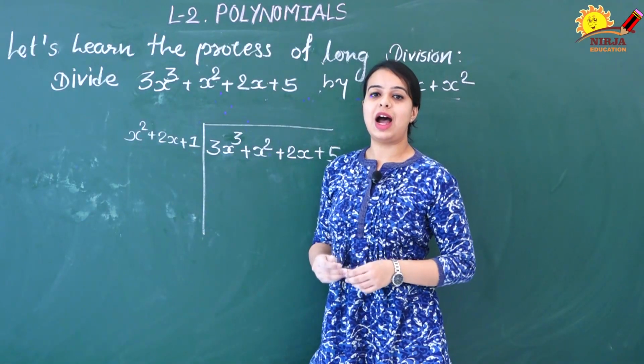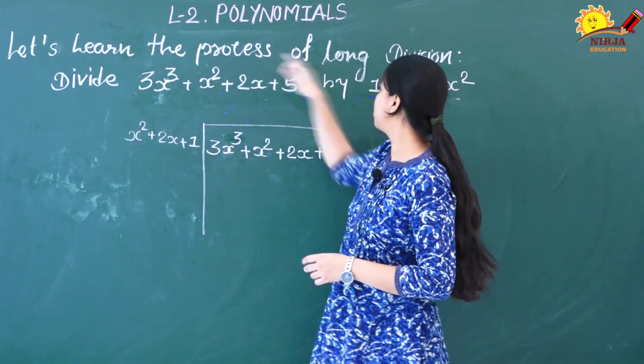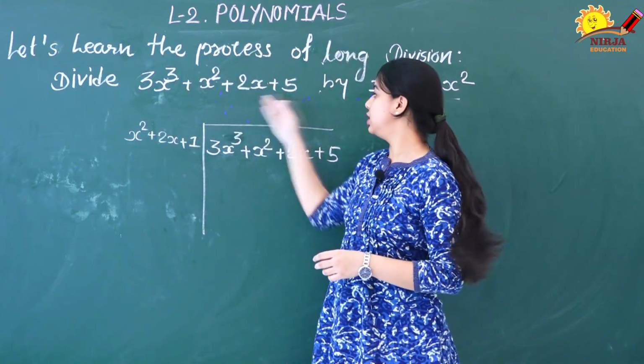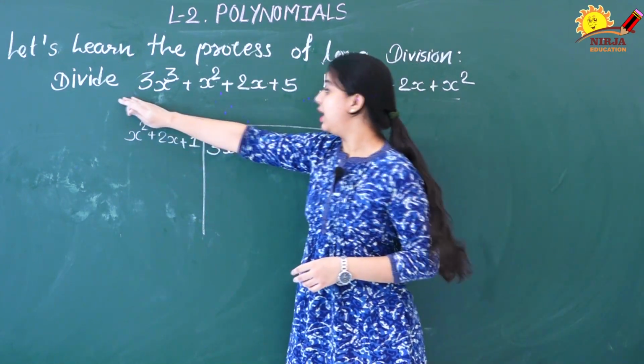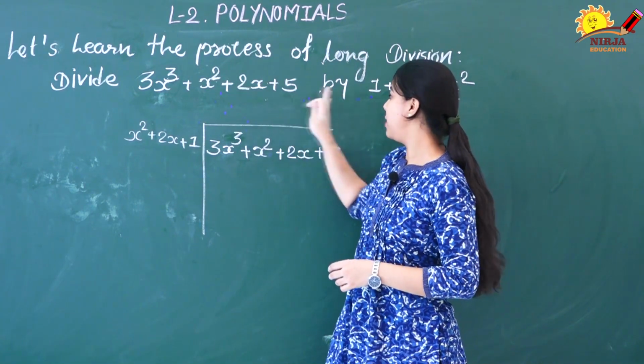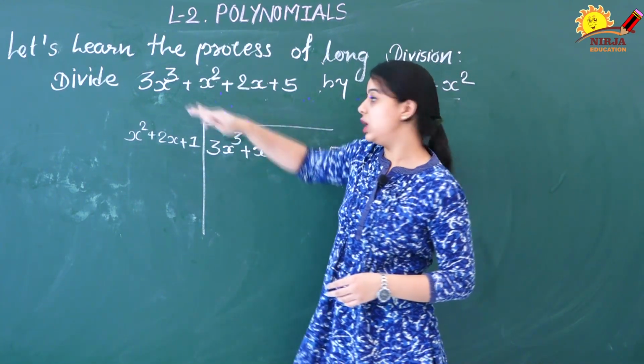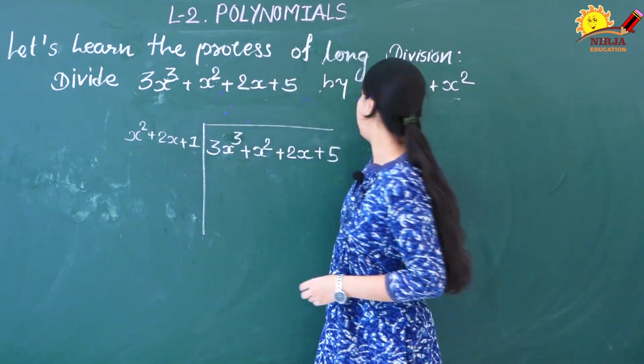So now let's see how to divide one polynomial by another. Here we are going to use the process of long division. Divide 3x cube plus x square plus 2x plus 5 by 1 plus 2x plus x square. That means we need to divide this polynomial by this.